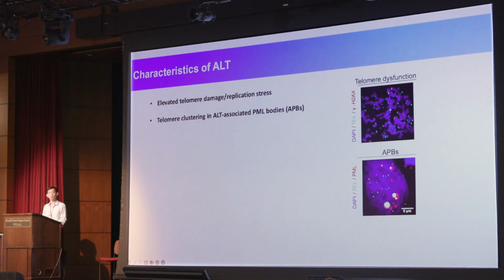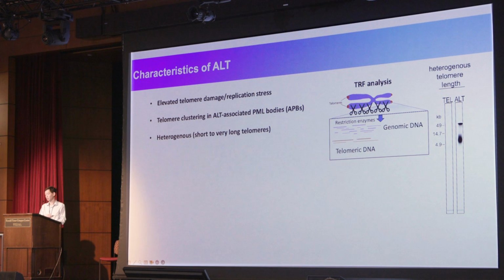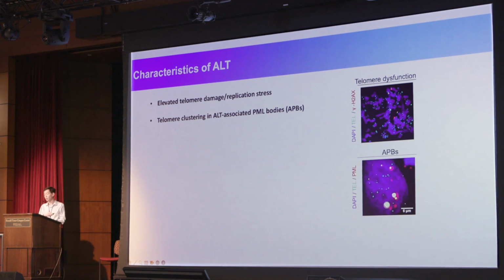A particular characteristic of ALT is that it is defined by elevated telomere damage, where you visualize gamma H2AX, shown in red, colocalizing with telomeres shown in green, and this is in metaphase spreads. You also get an increase of APBs, defined by colocalization of PML with telomeres, and often they occur at large telomeres where the telomeres cluster together in APBs, and it is thought that APBs are sites of telomere recombination in ALT.